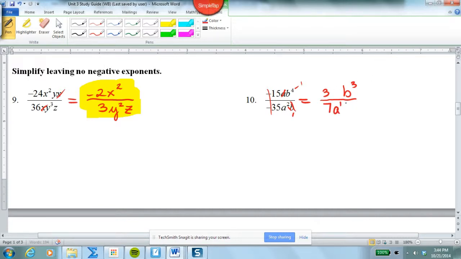Now, things that don't need to be put, a to the 1st, if you have an exponent of 1, you don't need to write exponents of 1. You don't need to have coefficients of 1 either. So you should have 3b to the 3rd over 7a. For those two.